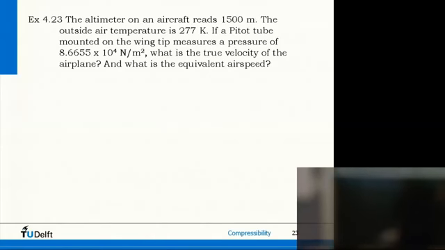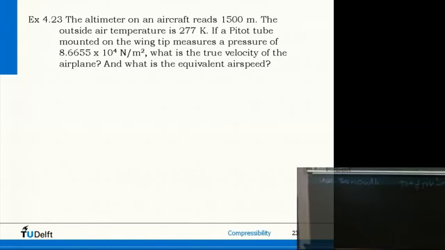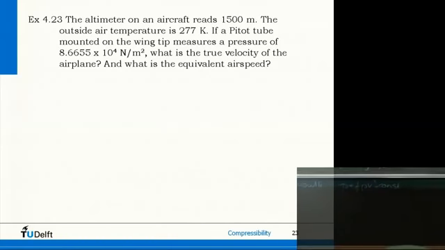P plus half rho V squared is constant along a streamline. Well, that would bring us somewhere because we have some information on pressures, right? We have the pressure measured by the pitot tube. So we have one pressure. Do we have another pressure?